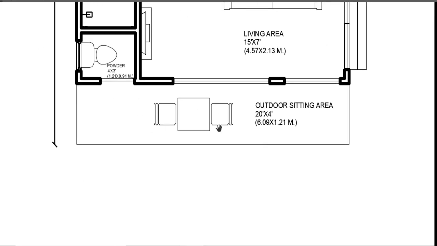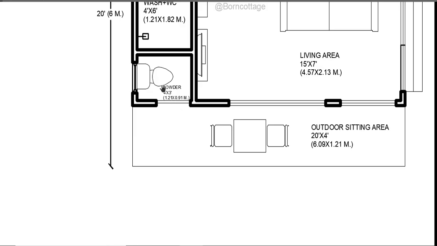The size of the outdoor sitting area is 20 feet into 4 feet in meter 6.09 into 1.21 meter. You can see here the chair and also tea table arrangement, and we have a powder room for this area. The size of the powder room is 4 feet into 3 feet in meter 1.21 into 0.91 meter. You can see here the water closet and also a ventilator for ventilation of this powder room.